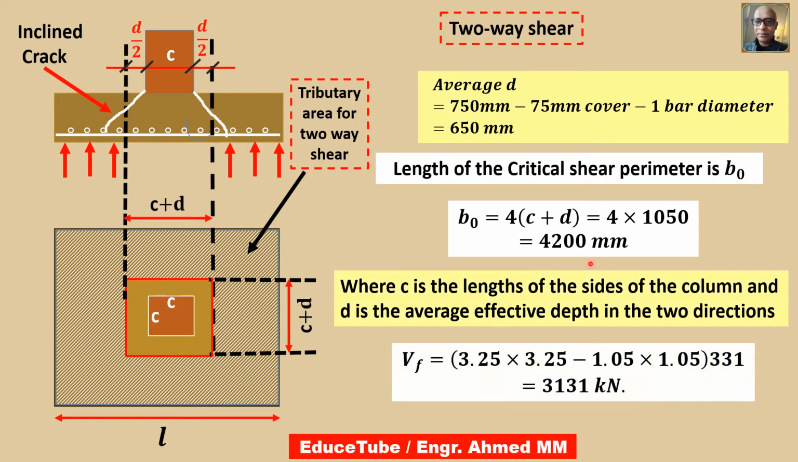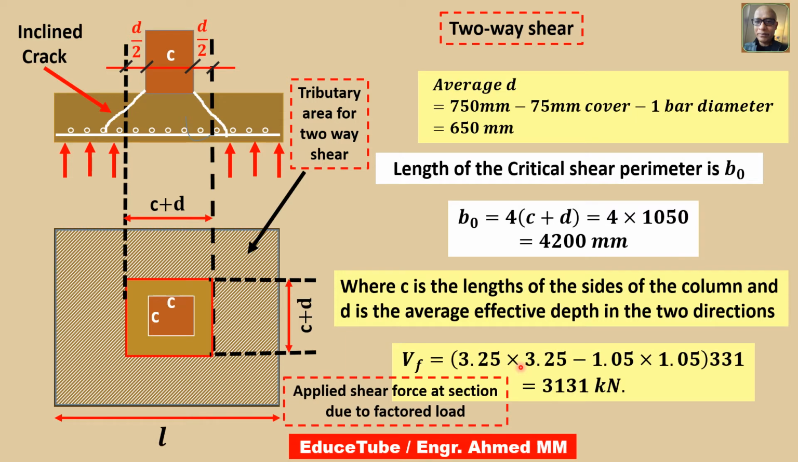Now we need to calculate VF, applied shear force at section due to factored loads. This is VF. So 3.25 minus 1.05. It's very clear. 3.25 means it is outside this whole footing area.